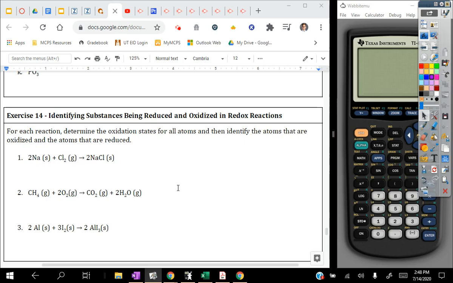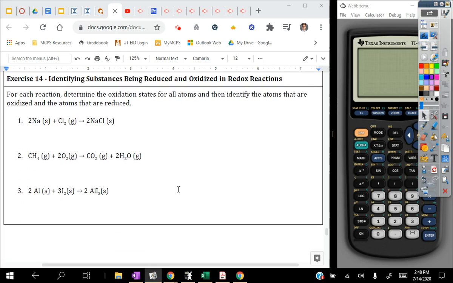We need to be able to identify if a substance has been reduced or oxidized in a redox reaction. To do this, we first need to look at the oxidation states of the reactants and compare them to the oxidation states of the products. As I showed you before, if the charge increases, then the substance is oxidized. If the charge decreases, then the substance is being reduced.